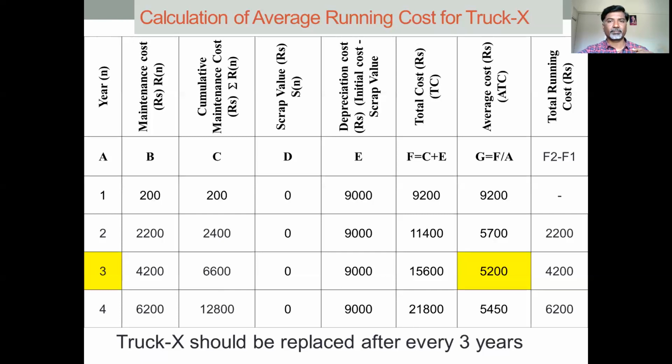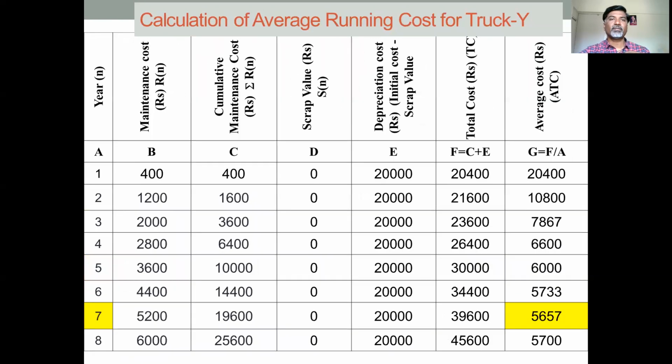Now next, calculation of average running cost for truck Y. Same method you have to use here. For the first year, the maintenance cost given for truck Y is 400 rupees. So the cumulative cost for first year will be as it is, 400 rupees.